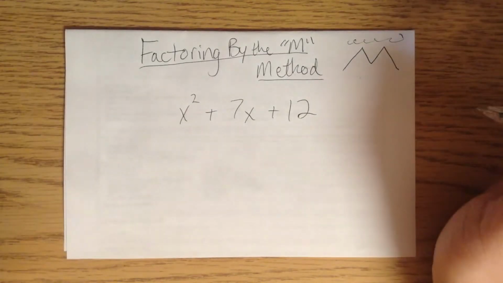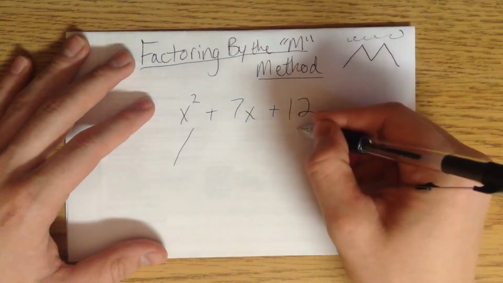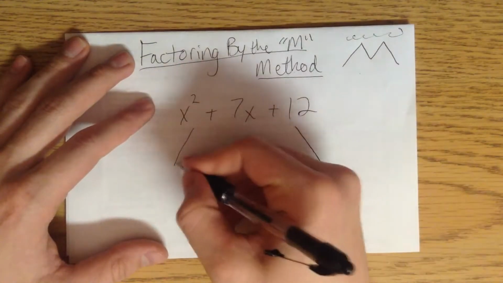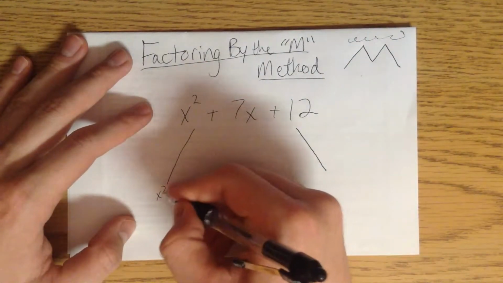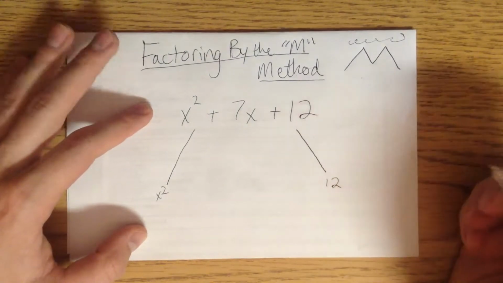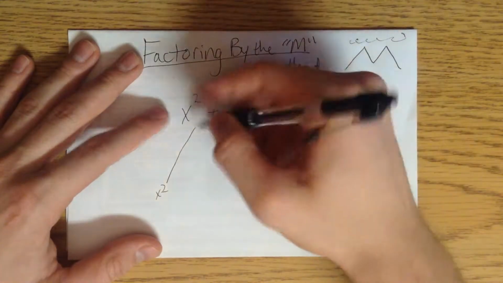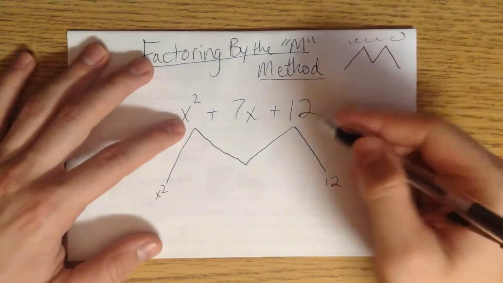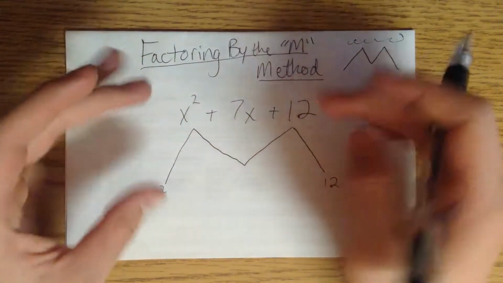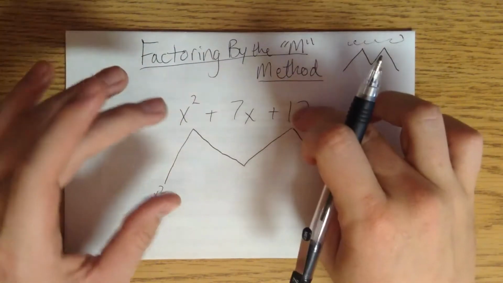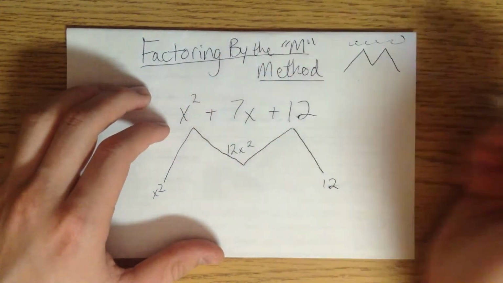Okay, so first step here, you separate the very first and the last terms. So we'll make these longer to try to imitate that M. So you'll have your x squared over here and your 12 over here. Alright, the next step to make the M is combining the first and the last terms through multiplication. So basically take 12 multiplied by x squared and you will get 12x squared.